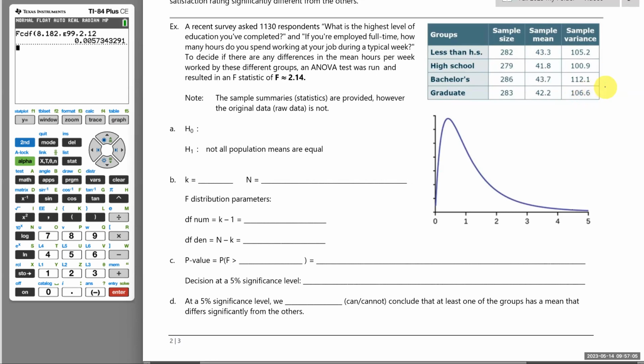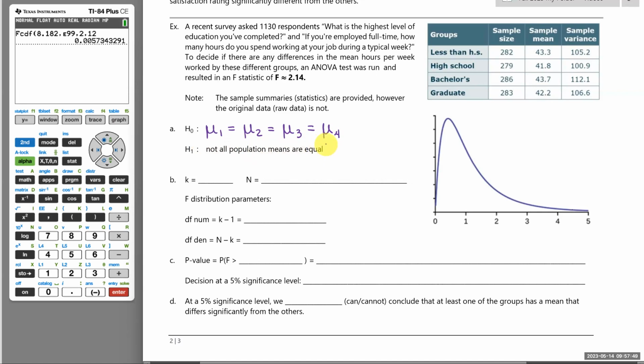Our null hypothesis would be that the population mean hours worked in a typical week for people that have less than high school education is the same as the hours per week on average for people with a high school education, and then is equal to the mean for those with bachelor's degrees, and that's the same as the mean of those with graduate degrees. And then the alternative will be that not all of these population means are equal.